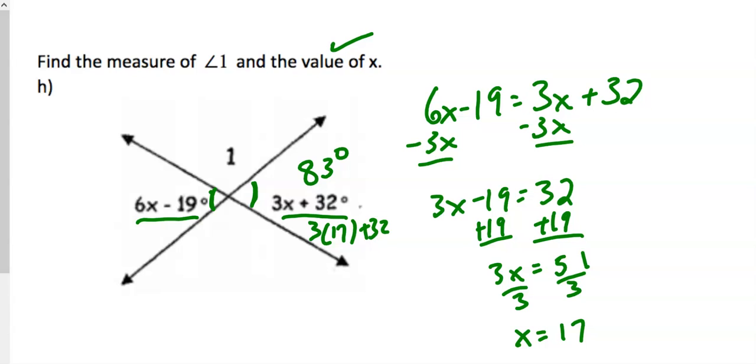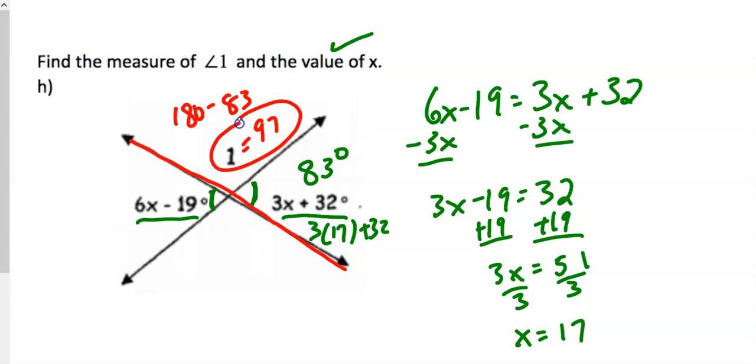Okay, so how do we find angle 1? Well, hopefully you see angle 1 and the 83-degree angle are next to each other, so these are a linear pair. They add up to 180 degrees. So if we take 180 minus 83, that will give us the measure of angle 1. So that will give us 97 degrees for angle 1, again because these two have to add up to 180 degrees.